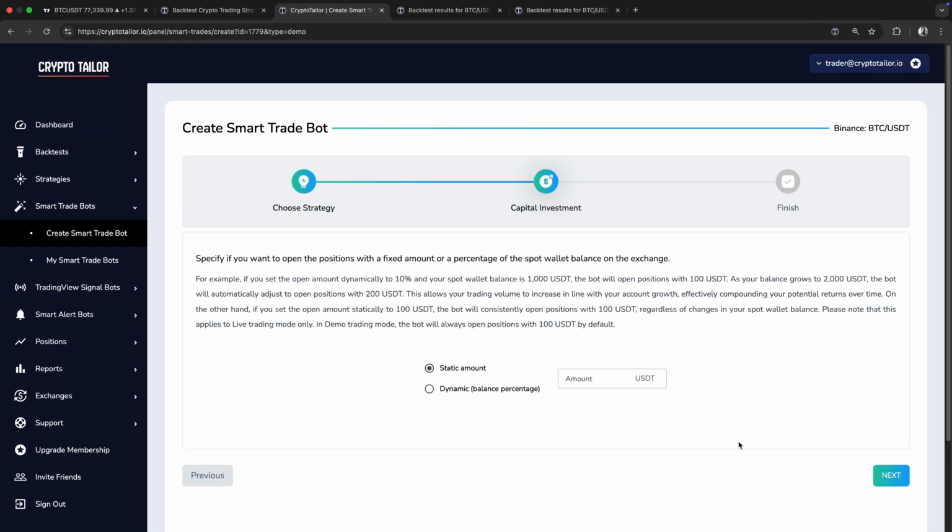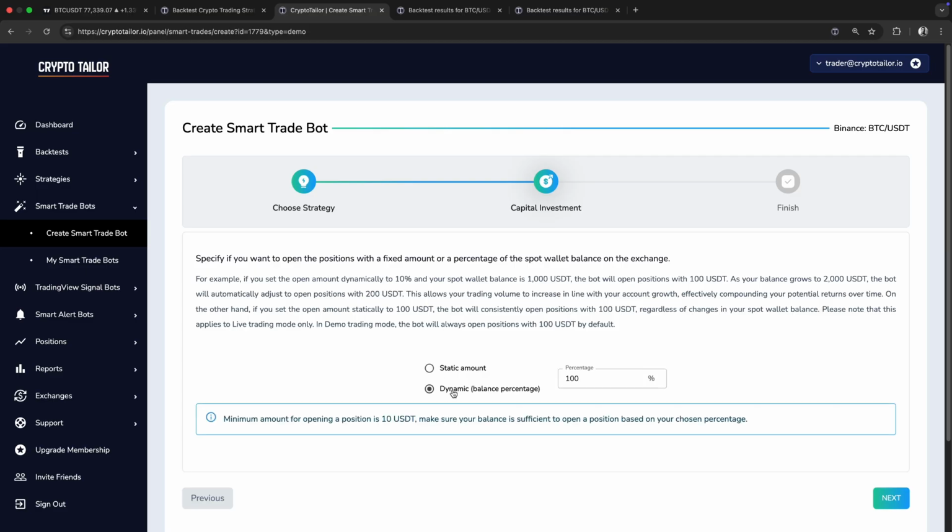Next, define how much the bot should allocate per trade. You can choose a fixed amount, like 100 USDT, which stays the same no matter your wallet balance. Or you can go with a percentage-based option, where the bot calculates the position size based on your available balance.